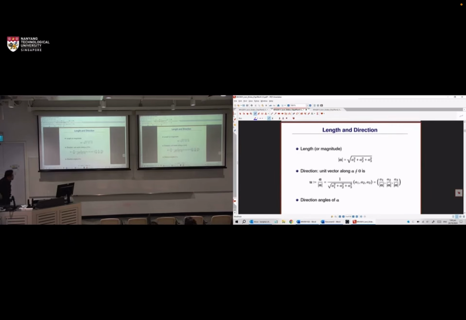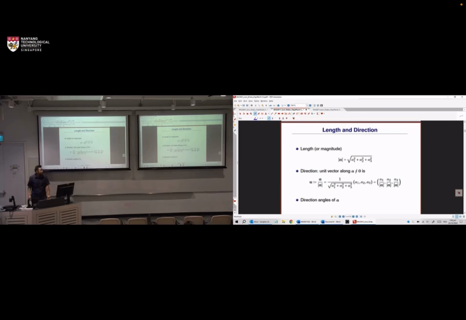The length or magnitude, we use the notation modulus of the vector A. The formula is the square root of A1 squared plus A2 squared plus A3 squared. You square each component, sum them up, and take the square root. For direction, the unit vector along A, A not equal to 0, is the definition: you take the vector and divide by its length. That is the nicer-looking form.